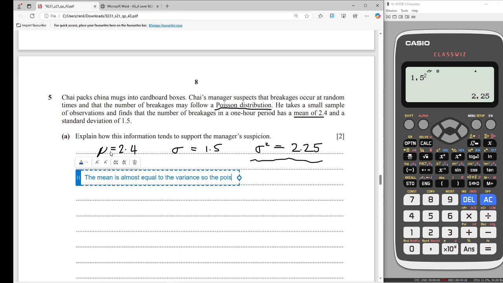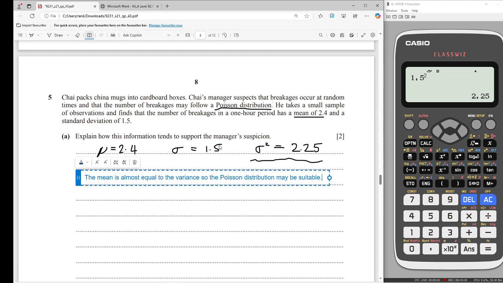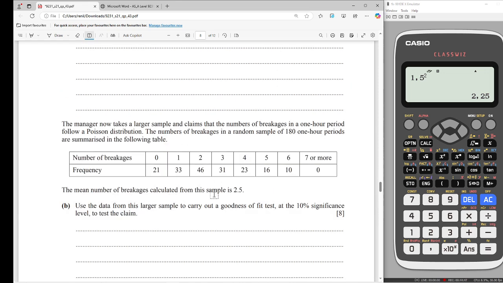So the Poisson, no, capital P, Poisson distribution may be suitable. Right, we have to have a degree of uncertainty. We cannot say it is suitable. We have to put may be suitable, because we don't know if it is. That can be tested with what we have here to test whether the larger sample fits, when we do a goodness of fit test. So let's see.